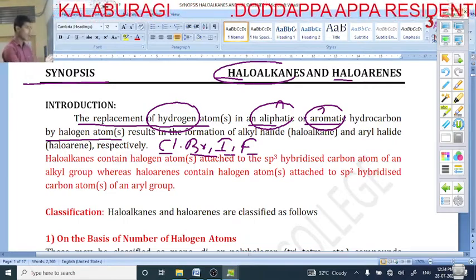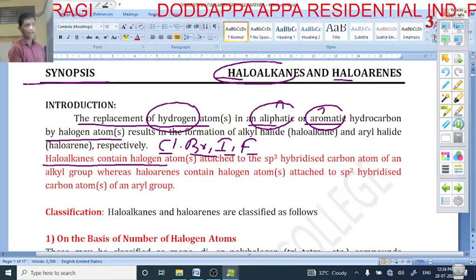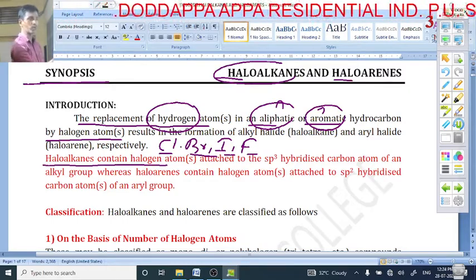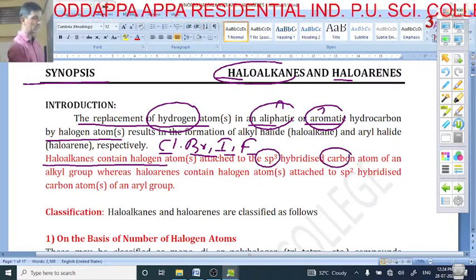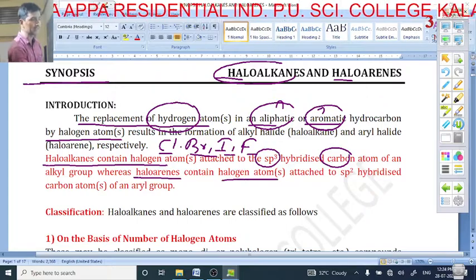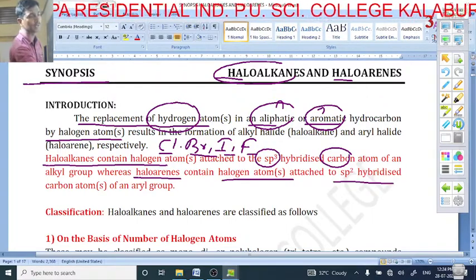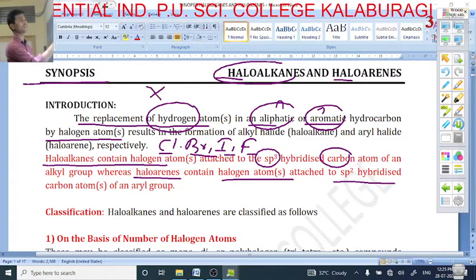And in the case of haloalkane, the haloalkane contains a halogen atom attached to an sp3 hybridized carbon. But in the case of haloarene, where the halogen atom is attached, it is sp2 hybridized. Here X is called halogen.